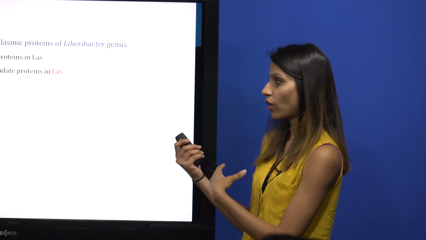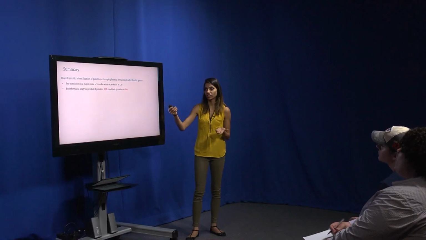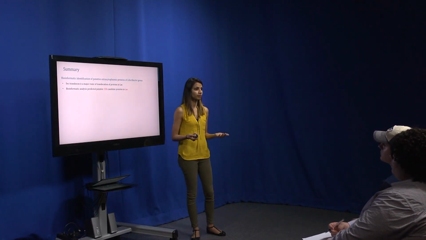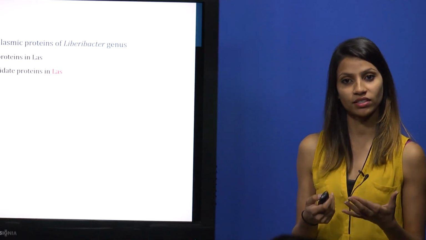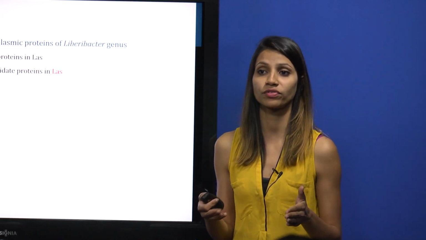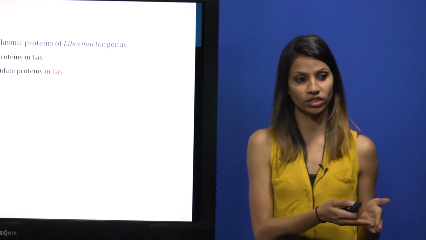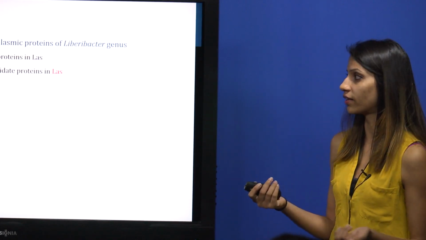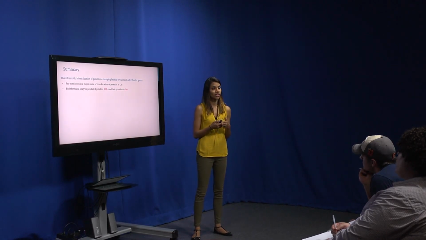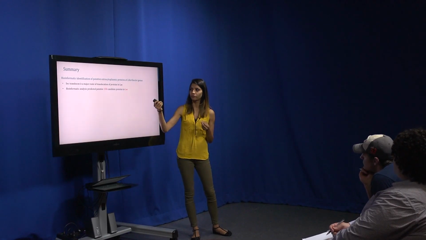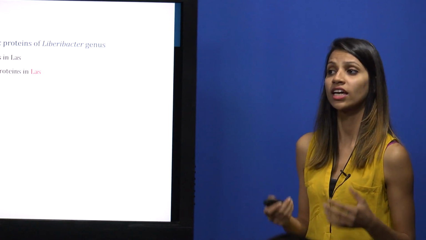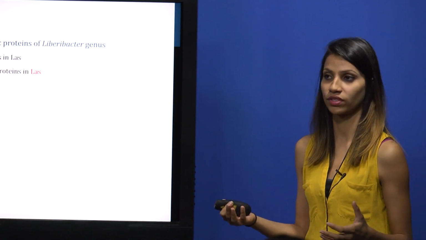What I found was that Sec translocation is a major route of translocation of proteins in LAS, because it's the only one. Usually a bacterium has 5 to 7 different types of translocation pathways through which proteins are transported outside of the cell. But in LAS's case, because the genome size is so small, only the Sec translocation pathway is the major pathway through which proteins are specifically secreted out of the cell, or at least into the periplasm.